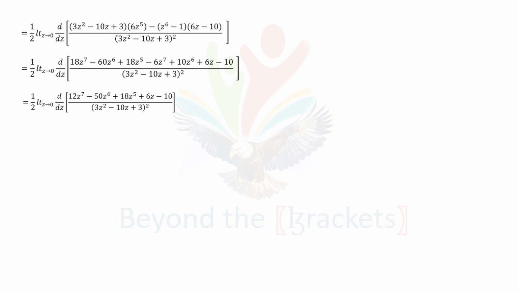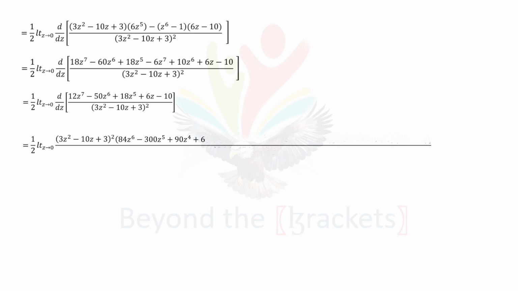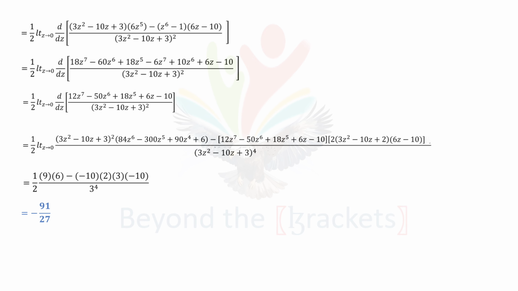Differentiating this again, numerator and denominator both have z, so u by v rule will be applied. Writing the denominator as it is, 3z square minus 10z plus 3 whole square. Differentiation of numerator will be 84z power 6 minus 300z power 5 plus 90z power 4 plus 6, minus the numerator will be written as it is. Denominator is of the form z square. Differentiation of this will be 2 into 3z square minus 10z plus 3. Again differentiation of 3z square will be 6z, minus 10z will be minus 10, divided by denominator whole power 4. Applying limit as z tends to 0 and simplifying this, we get minus 91 by 27.